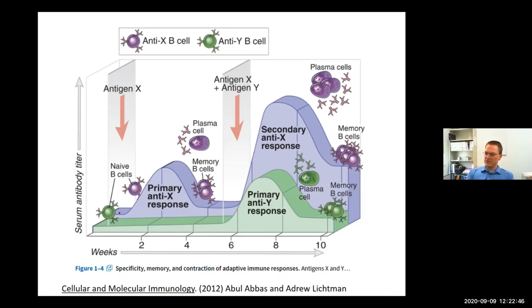And when you first get infected by something, you have what's called a primary response. The antibody levels go up for a few weeks in the serum, and basically once you're getting to this point on the curve, now you've got enough antibody there to clear the infection.